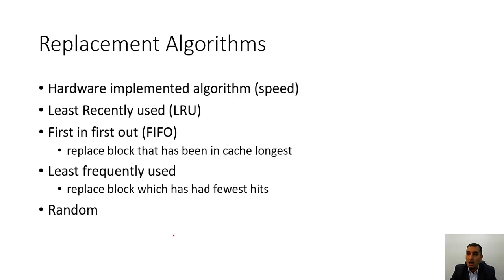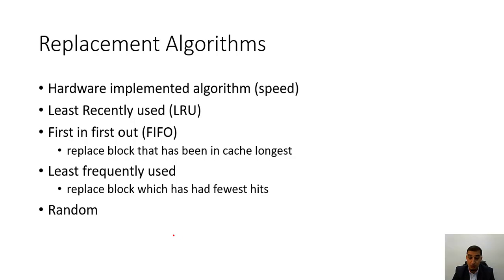Now, how do we replace the data inside the cache? I got the data and put it inside the cache. Then the next step is I want to replace the data inside the cache. In order to replace the data inside the cache, I need to use replacement algorithms. One of the replacement algorithms used is the hardware implemented algorithm, which is fast. Then we have least recently used, meaning the least recently used information we will replace. We have another method, which is first in, first out. The oldest information inside the cache will be removed.